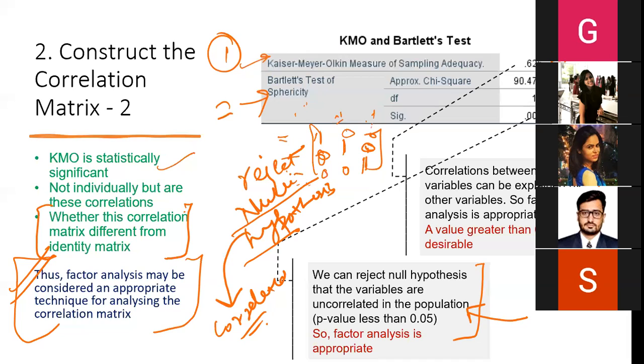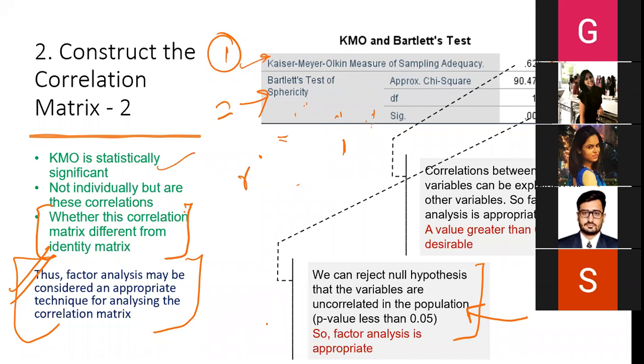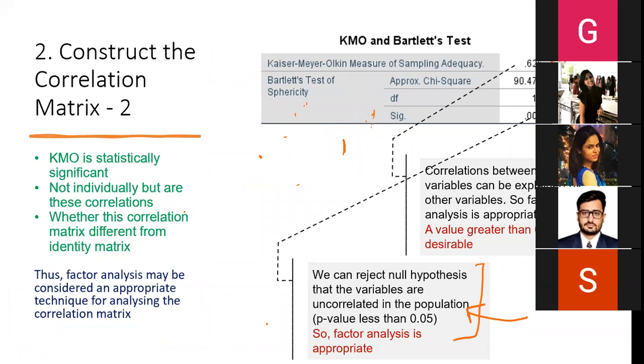We did this KMO and Bartlett test. KMO is the Kaiser-Meyer-Olkin measure of sampling adequacy. What value do we want to proceed with factor analysis? When do we say that KMO is statistically significant? Greater than 0.5. Here we have 0.626 for KMO, so KMO is statistically significant.